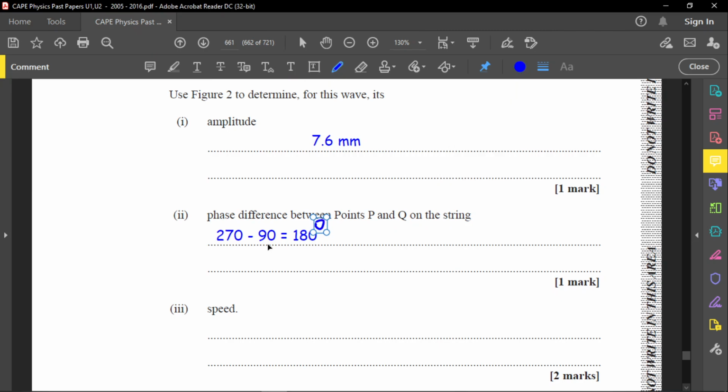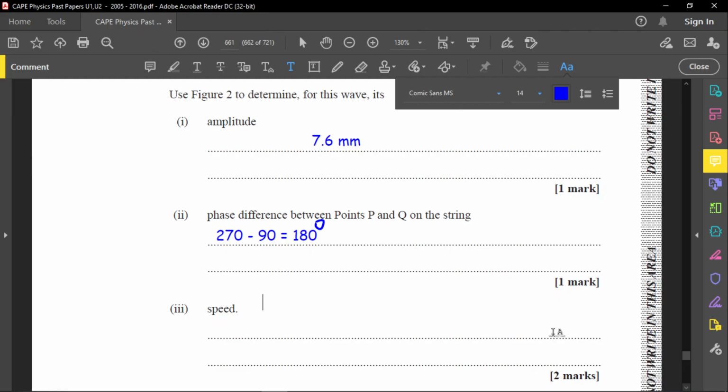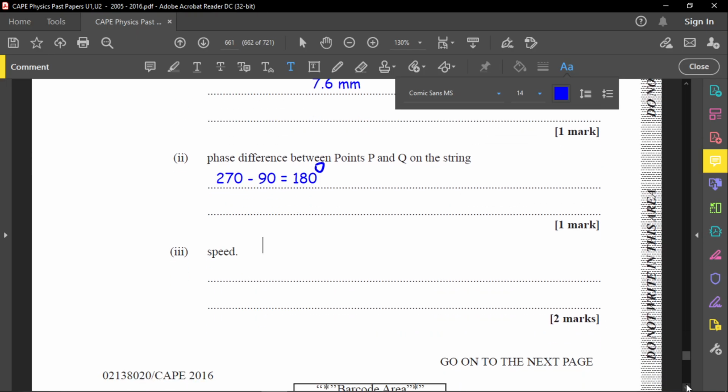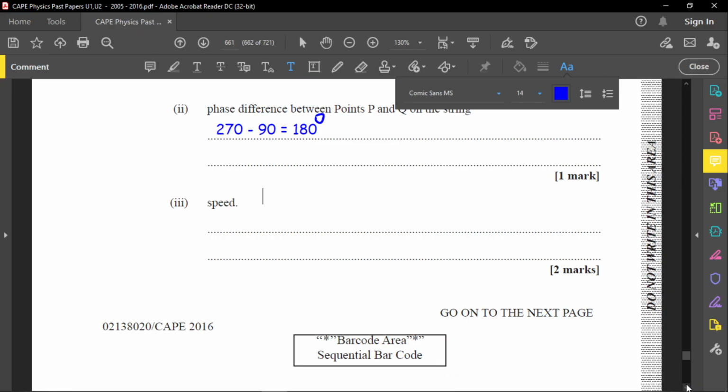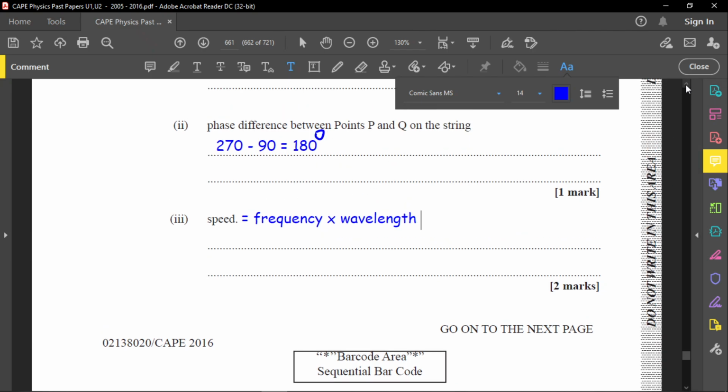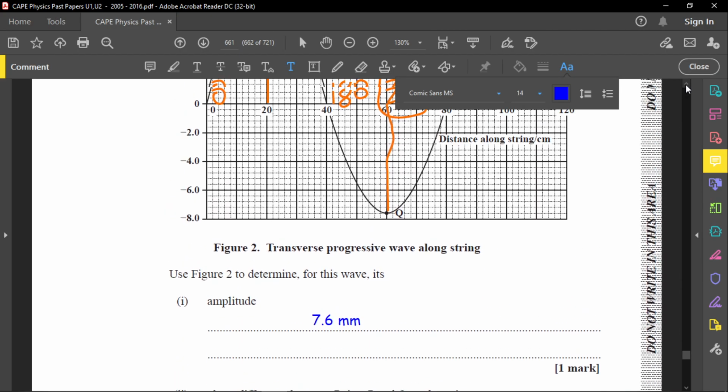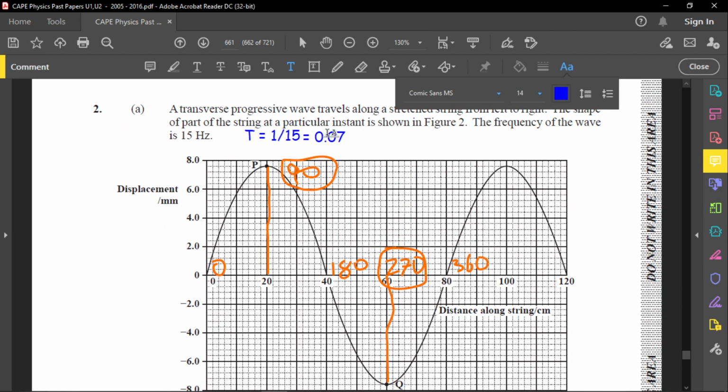All right, so now let's go to the next question. Let's talk about speed. So we're going to determine speed right here. And what I wanted to note about speed is that speed is equal to frequency times wavelength. So we can say speed is equal to the frequency multiplied by wavelength. All right, so how we're going to work this out now real quick. The frequency was given in the question, which is 15 hertz.